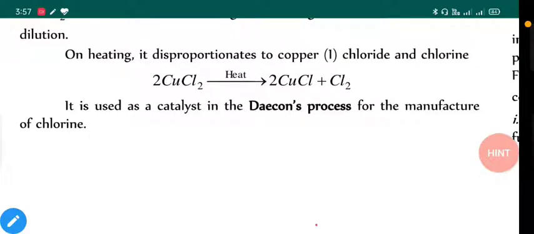Now let's check the oxidation state of all the species present here. So copper as a reactant has +2 oxidation state. Chlorines are in -1 oxidation state. After the reaction we have CuCl, so copper is in +1 oxidation state. Chlorine will be in -1 oxidation state, and our second product, chlorine, is in 0 oxidation state. Okay, so these are the oxidation states. It is used as a catalyst in Deacon's process for manufacturing of chlorine.